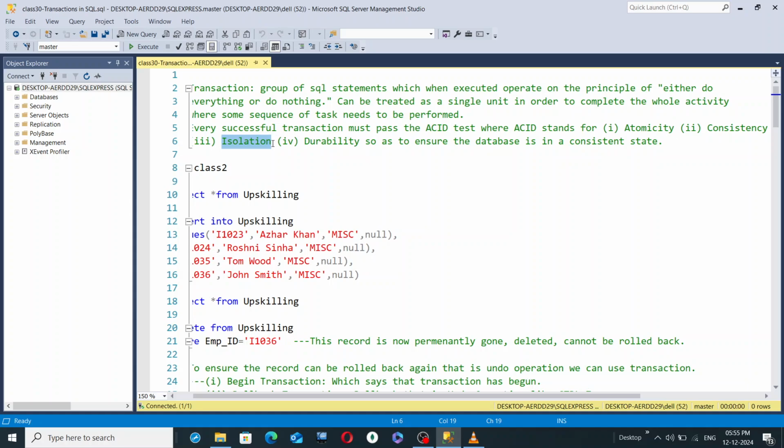Now, what if X and Y, both of them, are allowed to withdraw money from that common account at the same time? What will happen? Then will it be possible? That is a concurrent execution.